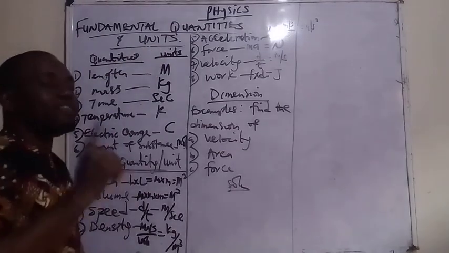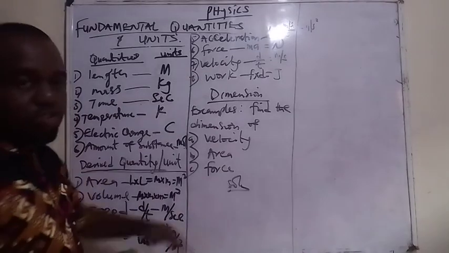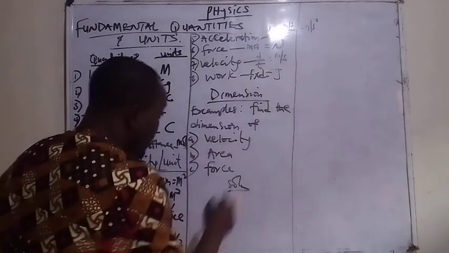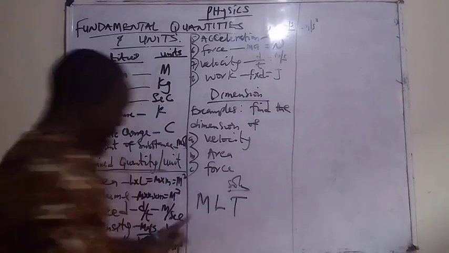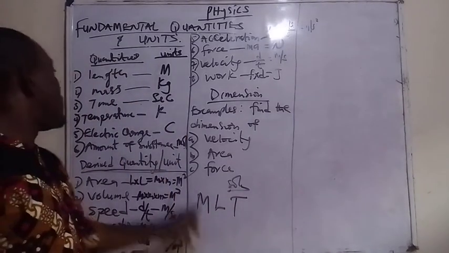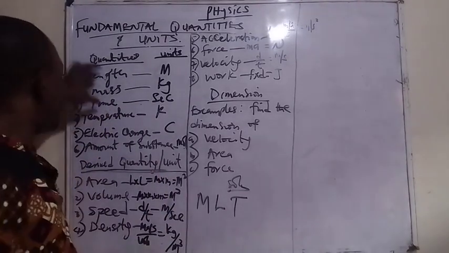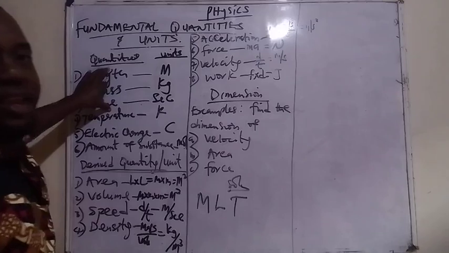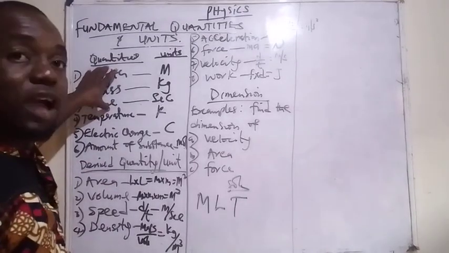Now, what is the main fundamental unit we always use in solving dimension? Now look, I'm going to write it here. The main unit is what? MLT. M stands for mass, L stands for length, and T stands for time. These are the three main fundamental quantities. Are you there?